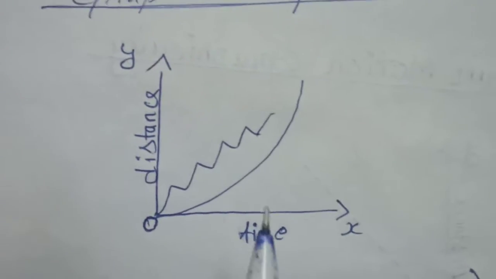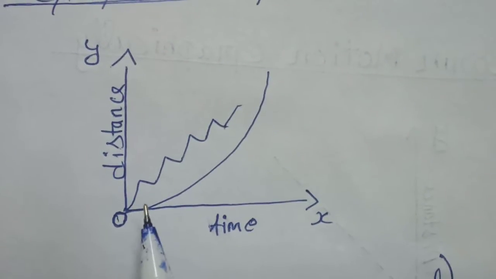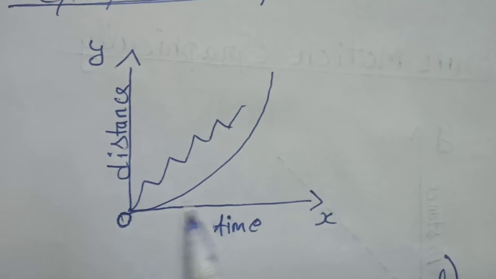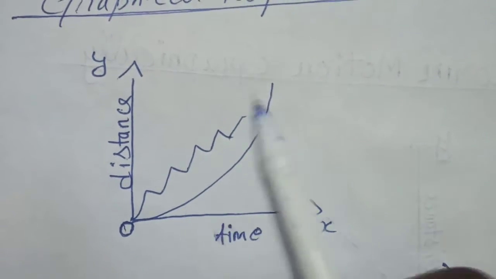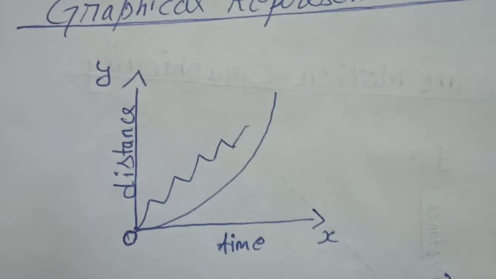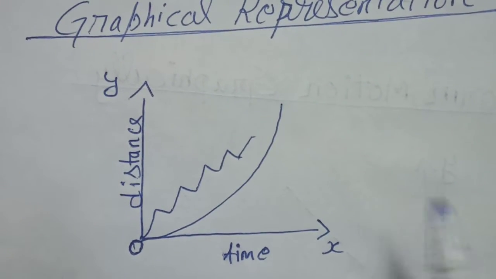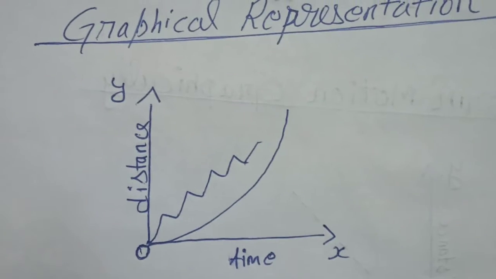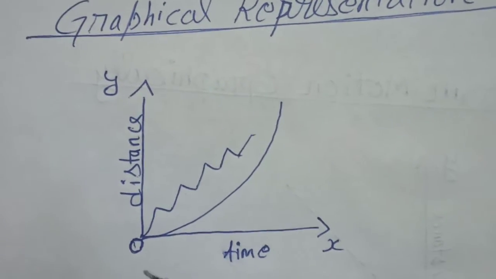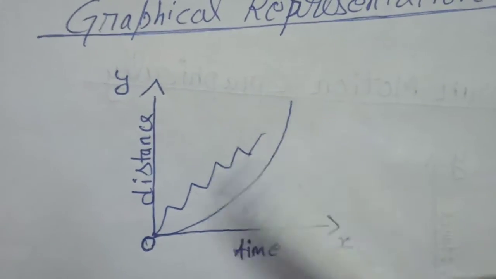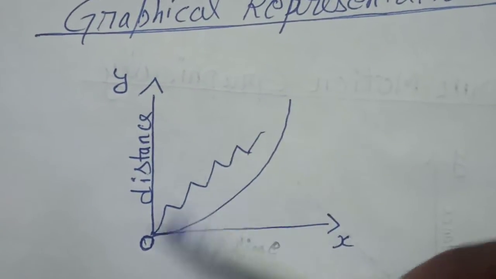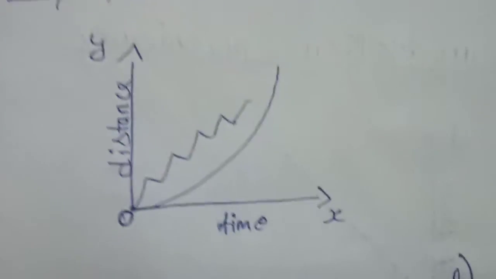Let us see the graphical representation. Here you can see that the graph of non-uniform motion is in upward form or in zigzag form, but it is not a straight line. Why is it not a straight line? Because here the distance covered is unequal as compared to time. So because of that, the graph is in a zigzag motion or upward, or it may be in a downward form, but it will never be a straight line because the distance is unequal.